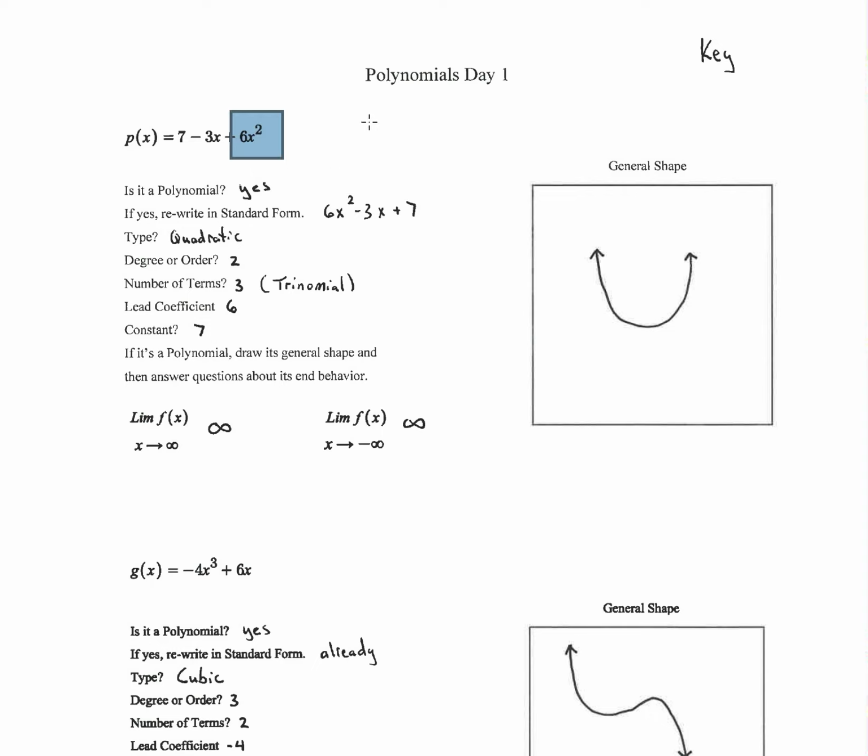I usually refer to the highest one as the big dog because the 7 and the 3x, they control some things like the y-intercept and the location of the vertex. But really, it's this guy right here. It's the big dog that really determines the general shape.